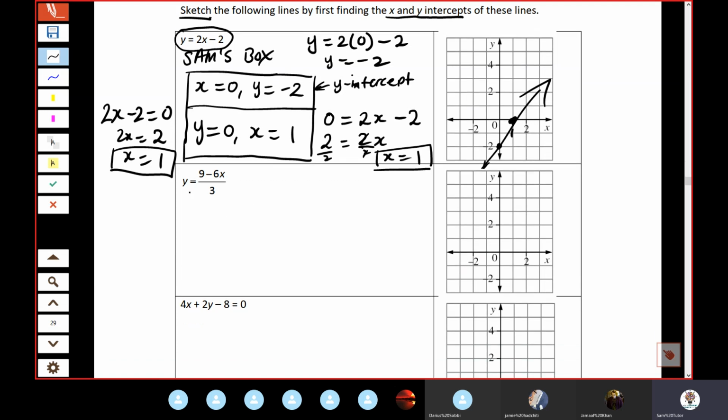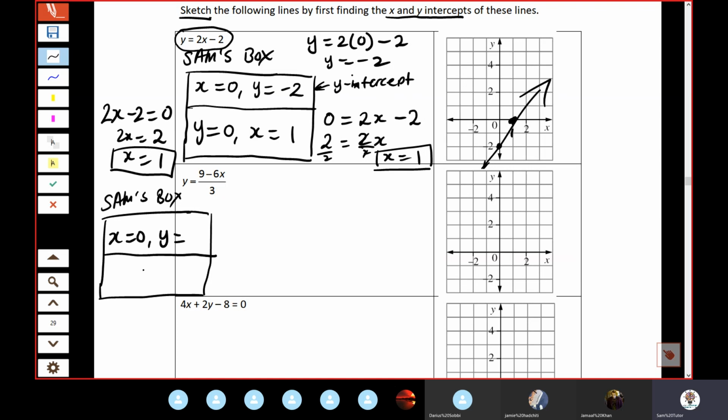Let's do it again. Sam's box. All right, I think we get the box. I just call it Sam's box as somehow everyone tends to remember it when it's like that compared to X and Y steps. So you let X equals 0, you're going to find the Y. You let Y equals 0, you'll find your X. Okay, let's start. What do I do? What's my first step?